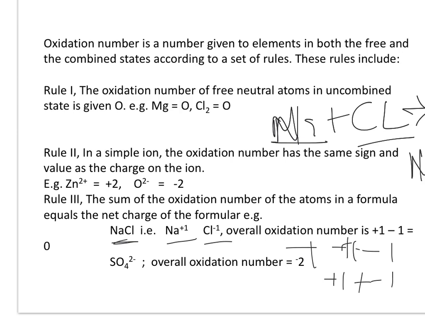But another example here, SO4 2-, it has a charge 2-, meaning that the overall oxidation number of SO4 is -2. In that case, the oxidation number of sulfur plus that of oxygen should give you -2.